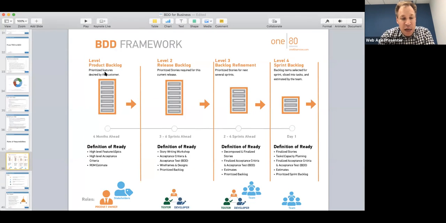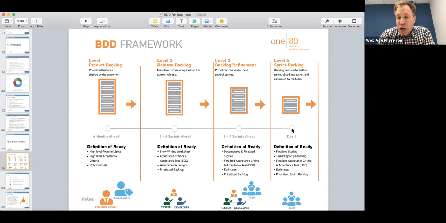So when you're creating the product backlog, it's probably your product owner and your stakeholders. When you're doing release planning, it would be your three amigos, which is what this symbol means here, which we'll talk about. And then on level 3, when you get to your product backlog refinement, just before you do sprint planning, this is the people that would be involved in writing the stories and the tests, behavior-driven development tests, would be the three amigos and the team. And then when it comes time to do the sprint backlog planning, the team takes it over from there.